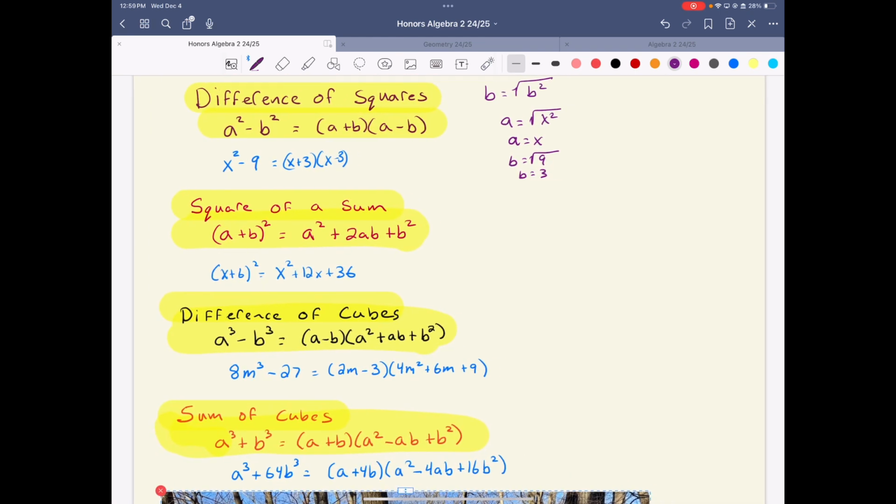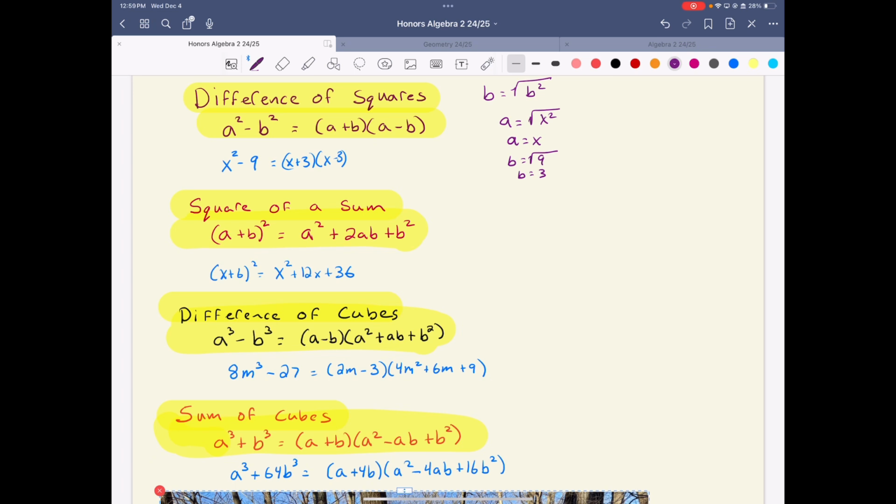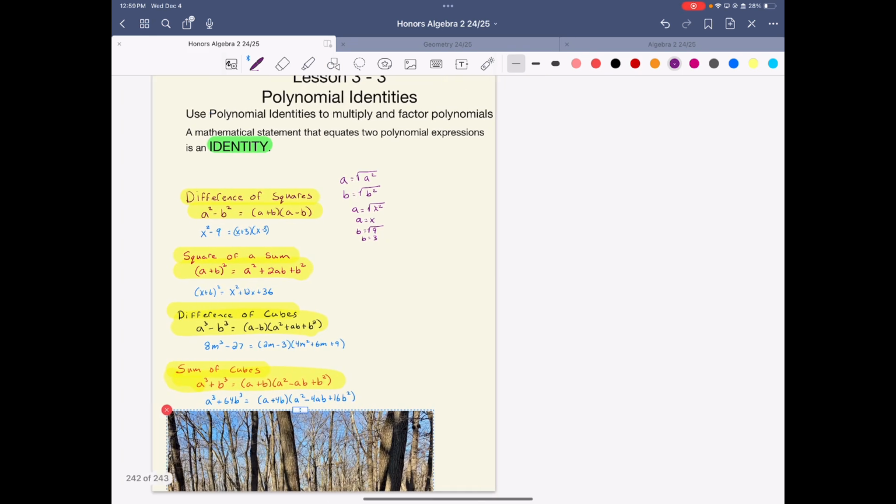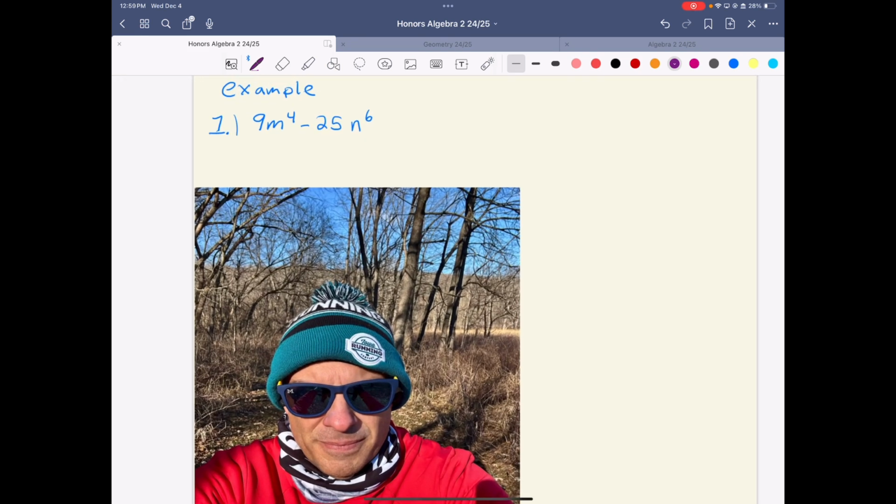Most of our time today is just going to be spent with the difference of squares, the difference of cubes, and the sum of cubes. The sum of squares, that'll be later. We're not going to work with that one too much today, but you just needed to know that it was an identity.